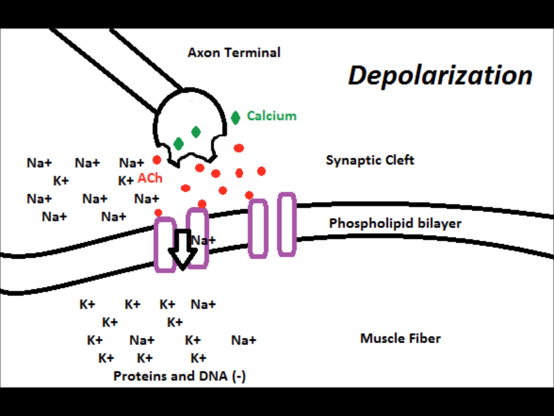Now, outside of the muscle fiber is positively charged due to a high concentration of sodium. On the other hand, the inside of the muscle fiber is negatively charged due to the high concentration of negative proteins in DNA. Once the sodium-potassium pump is opened by the ACH receptors, sodium enters the muscle fiber. This increase of sodium causes the inside of the cell to become positively charged. This is called depolarization.